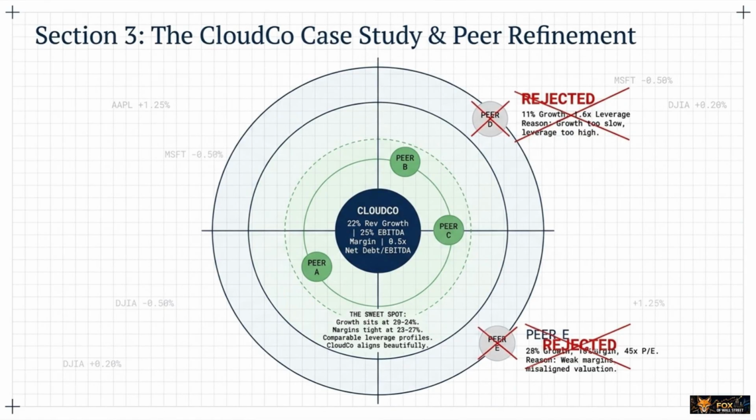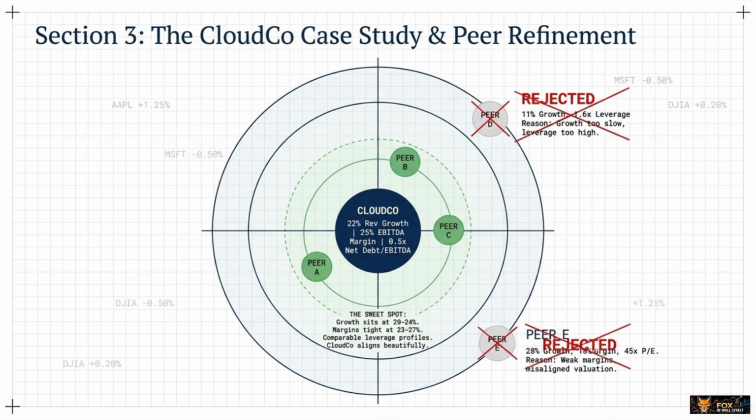Let's dive in to Section 3, the CloudCo valuation example. To put this all into perspective, we have a fictional company here called CloudCo, alongside 5 potential peers that a standard screener just spat out. CloudCo has 22% revenue growth, a 25% EBITDA margin, and modest leverage, sitting at 0.5 times net debt to EBITDA. Now, if we act like lazy analysts, we just average all 5 of these peers and call it a day.